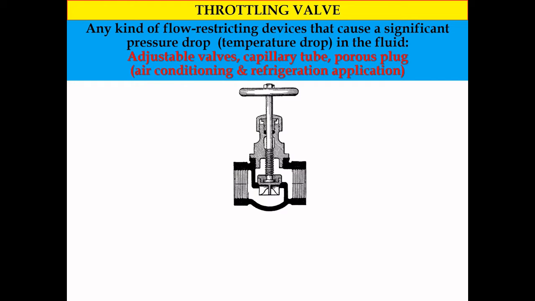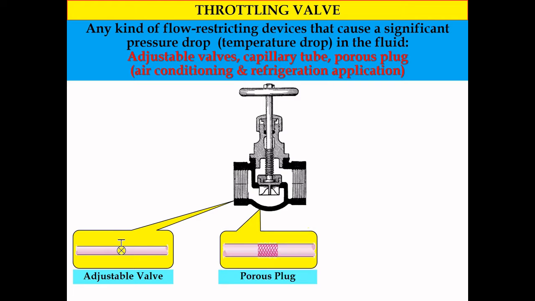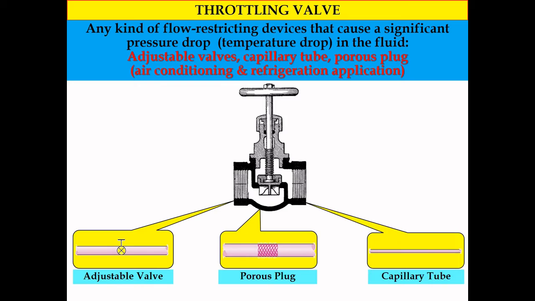Okay, so we have the adjustable valve, porous plug, and also the capillary tube. Normally this kind of device we will use for air conditioning and also refrigeration applications. Okay, now we will discuss the characteristics of the throttling device in terms of energy transfer.